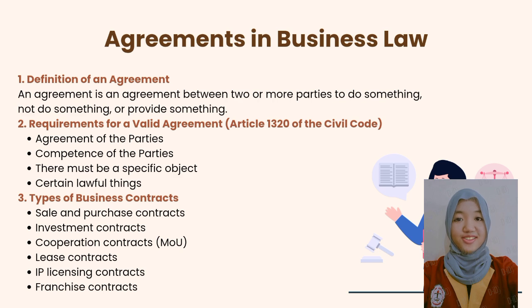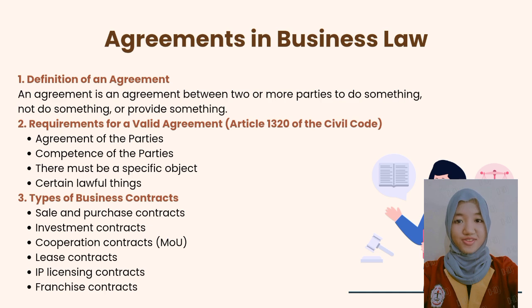Agreements are regulated in the Civil Code, CUPR, specifically Articles 1313 to 1338, which explain the definition, requirements for a valid agreement, and general principles of contracts. 2. Requirements for a valid agreement, Article 1320 of the CUPR. For an agreement to be valid and legally enforceable, it must meet the following 4 requirements. 1. Agreement of the parties. All parties must agree voluntarily without coercion, fraud, or error.